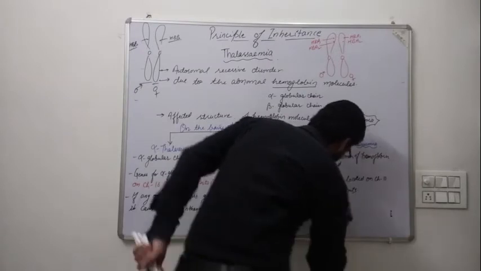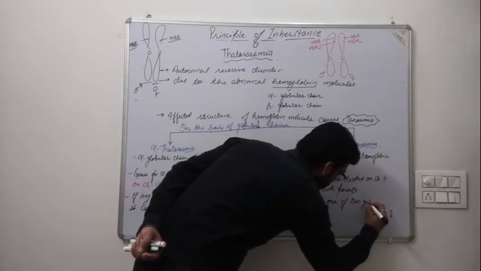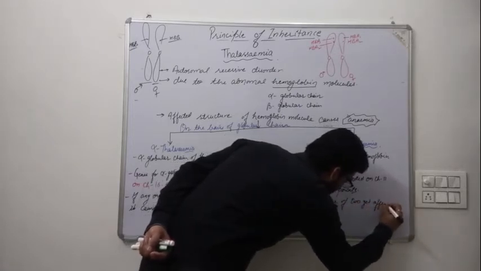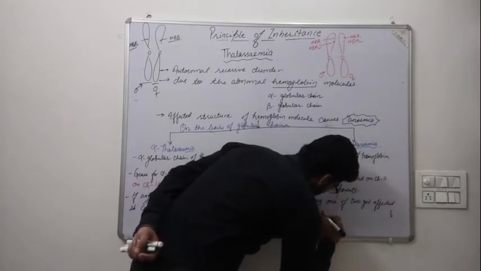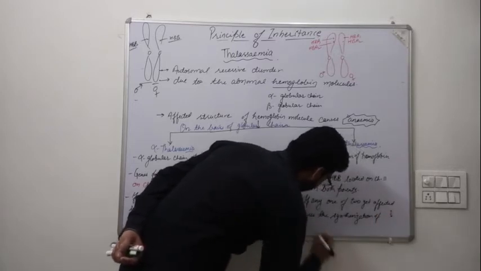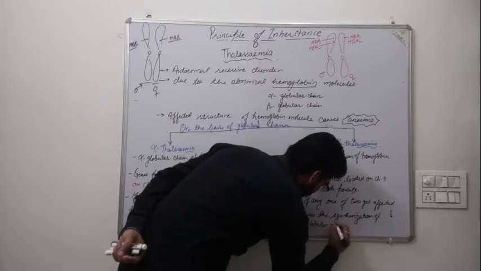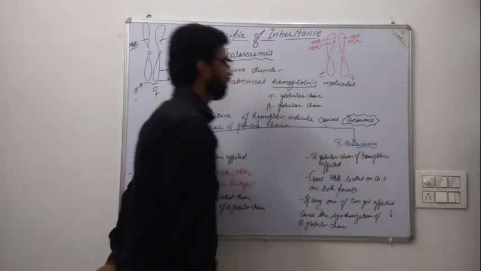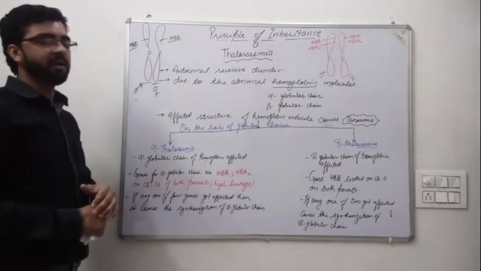If any one of the 2 gets affected, it affects the synthesis of the beta globular chain here. So here in thalassemia we considered alpha and beta thalassemia.